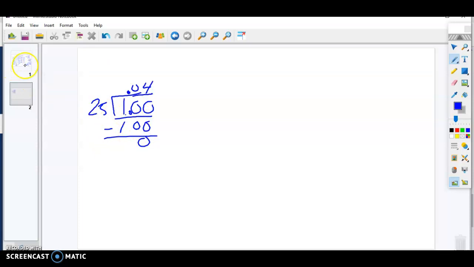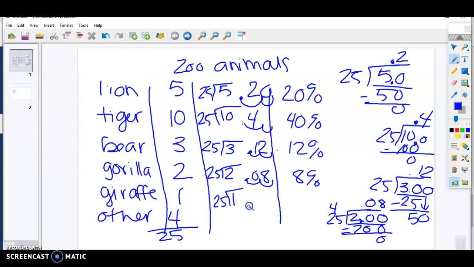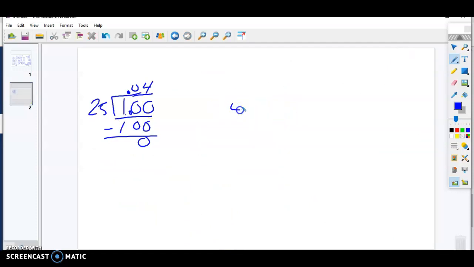So then I'm going to go back here. I'm going to put 0.04. Move the decimal, 4%. And my last one is 4 divided by 25. 25 can't go into 4. 25 can go into 40 1 time.